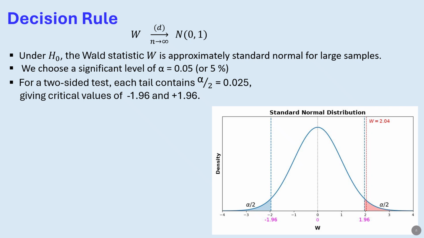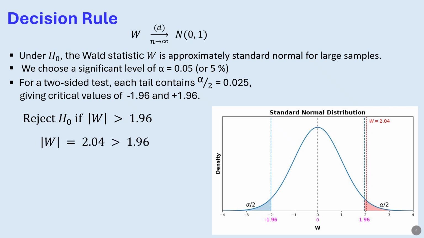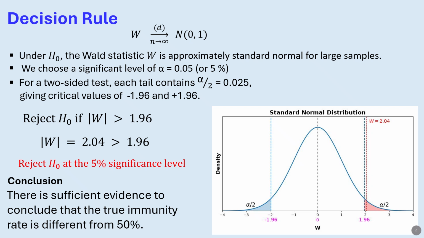Our decision rule is simple. We reject the null hypothesis if the absolute value of the Wald statistic is greater than 1.96. From the previous slide, we calculated a Wald statistic of 2.04. Since the absolute value of 2.04 is greater than 1.96, the observed Wald statistic falls in the right rejection region, as indicated by the red line on the graph. Therefore, we reject the null hypothesis at the 5% significance level. We conclude that there is sufficient statistical evidence that the true immunity rate is different from 50%.